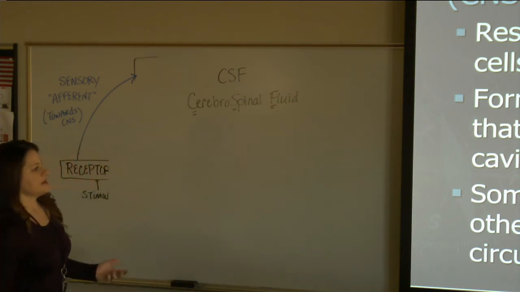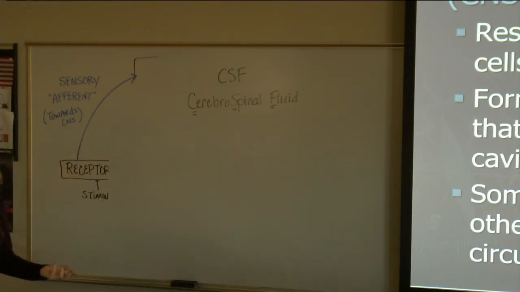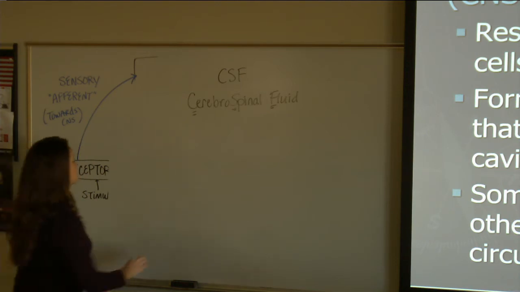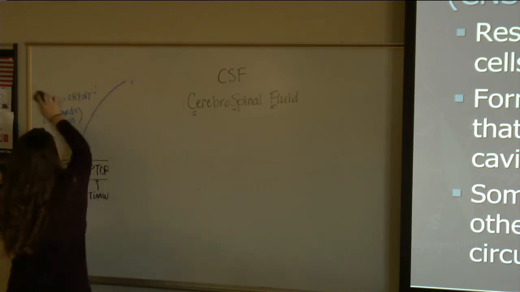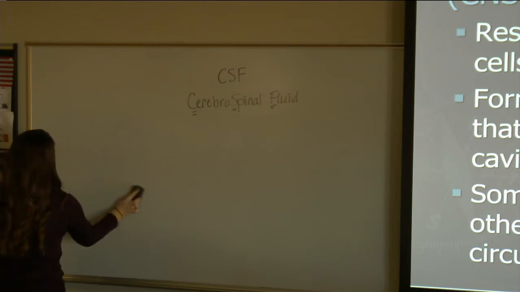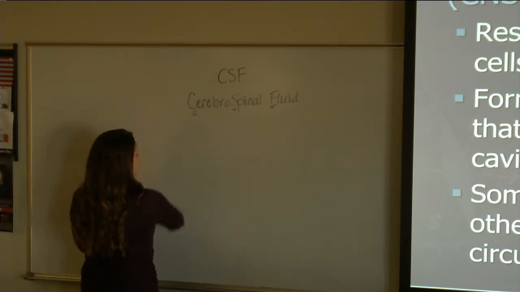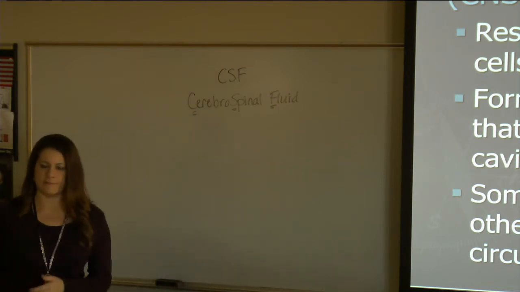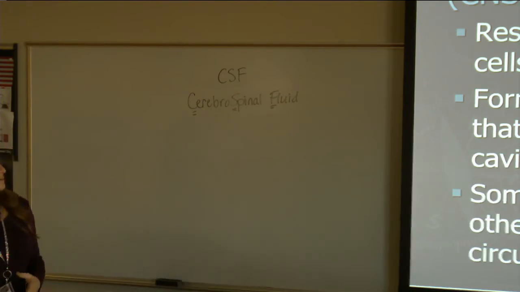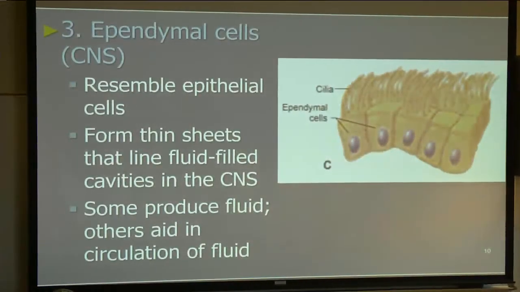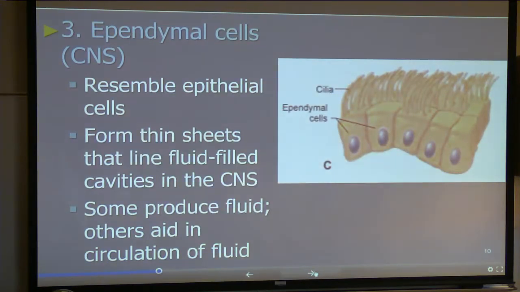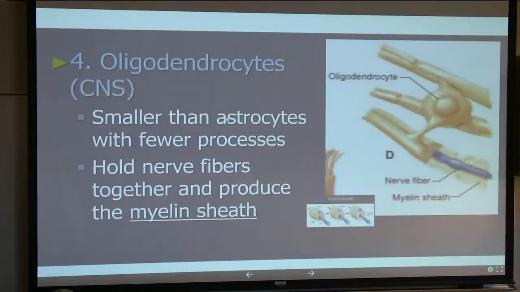Okay, so these ependymal cells are going to produce this fluid, and they're going to keep it moving. So they're going to keep it circulating throughout the central nervous system. And we'll talk more about this in the next chapter as well. Okay, so let's go back to our presentation. We just finished number 3, which are the ependymal cells. Next up, we'll take a look at number 4.